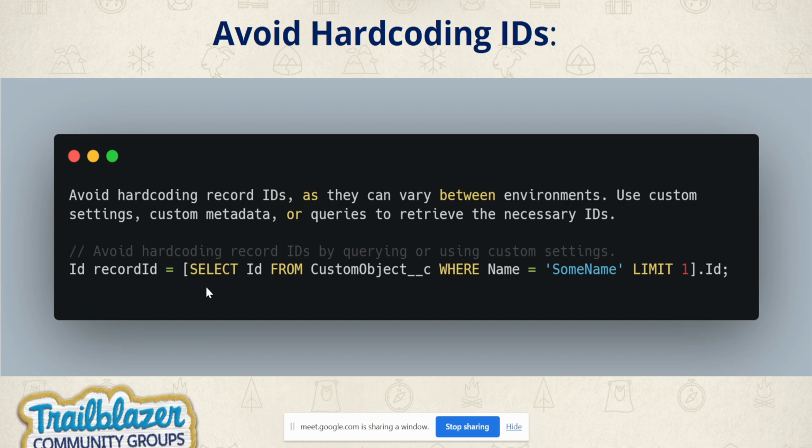In this example, I queried from the custom object where name equals some name with limit 1, then .Id. I'm getting the ID based on this filter, and I can store it in an Id data type, which is the record ID. So avoid hard coding record IDs by querying or using custom settings. Please avoid this kind of thing.